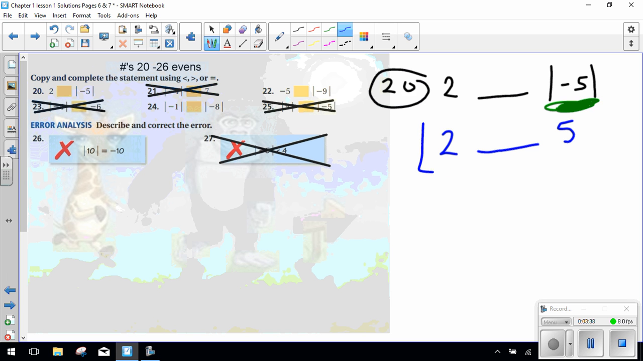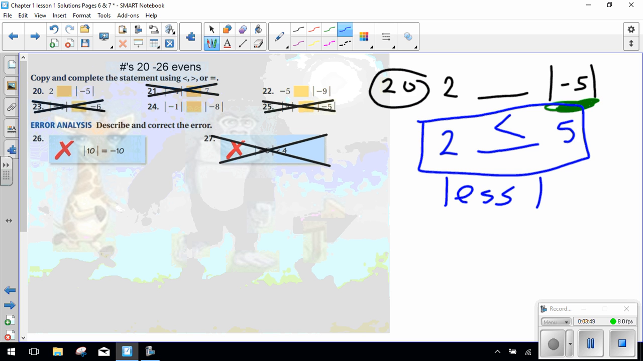So now this is what we compare. Who's bigger, a 2 or a 5? And I hope you're saying the 5 is bigger. So the way we read this is 2 is less than 5. Okay. I'm going to erase number 20, so if you need this up any longer, please pause.